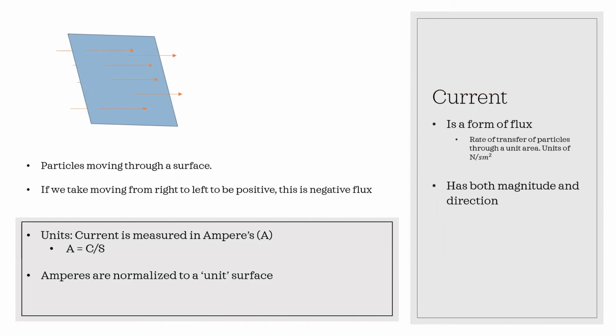Also, flux has both a magnitude and a direction, and this implies that negative flux is a possibility. And in fact, it comes up quite a bit when analyzing more complex circuits because we need to keep track of the directionality of current. More on that later on in the course.